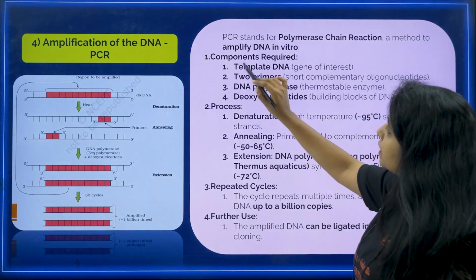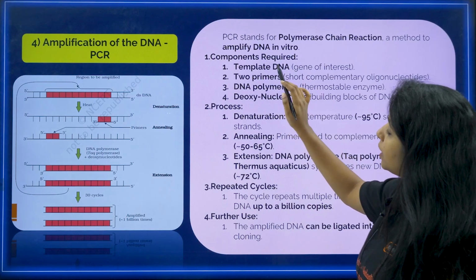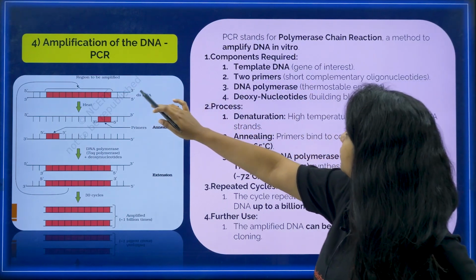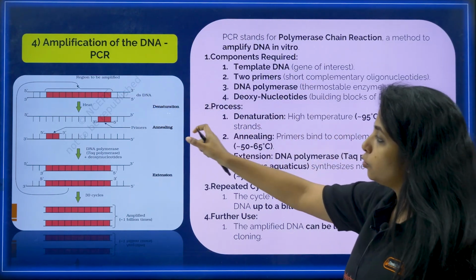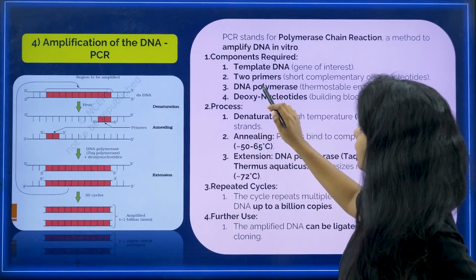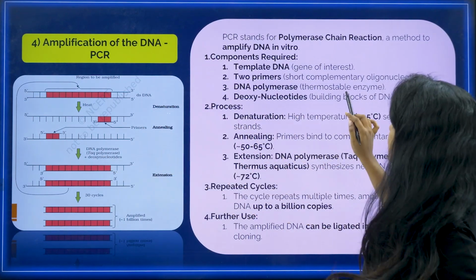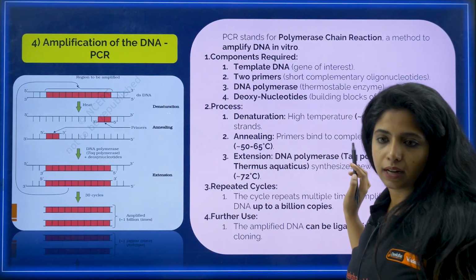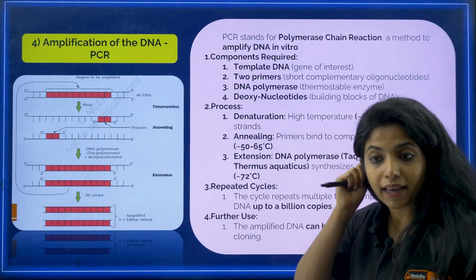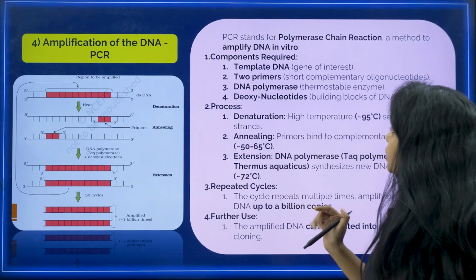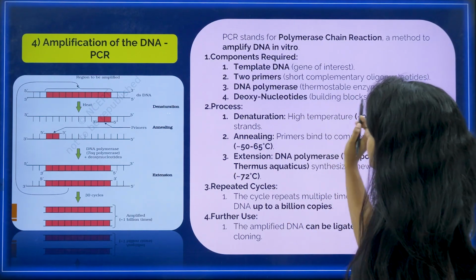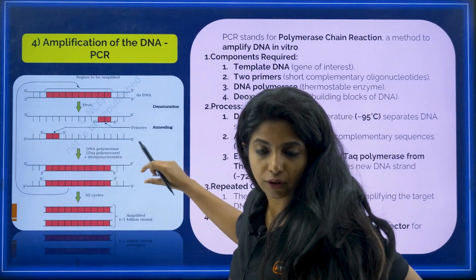So the components required: first, the template DNA. Then you need two primers to attach, and DNA polymerase. This DNA polymerase should be a thermostable enzyme, an enzyme that can survive at high temperature. Now deoxynucleotides, the building blocks of DNA, you also need for extension, right?